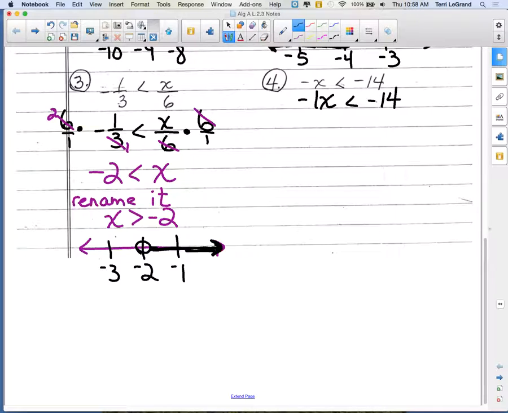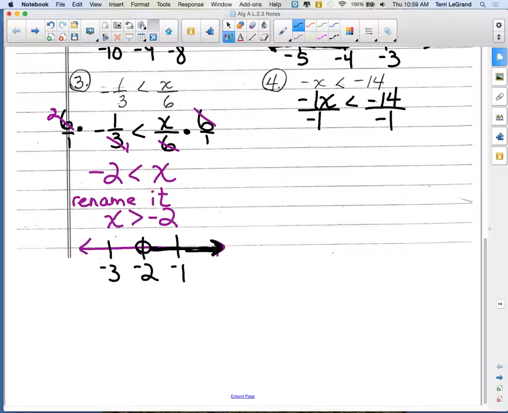We have a negative 1x, which means x is being multiplied by negative 1. Okay, so when it's being multiplied by something, we undo that, we divide by that same thing. So we are dividing both sides by a negative 1. Do not go to your calculators. I won't hurt you. No, I really won't, but I want to.